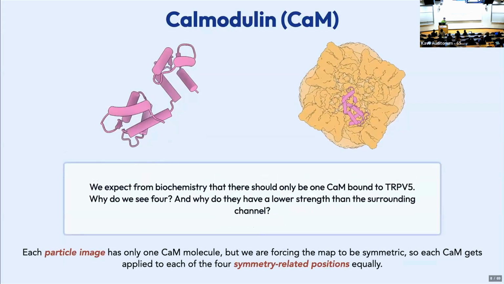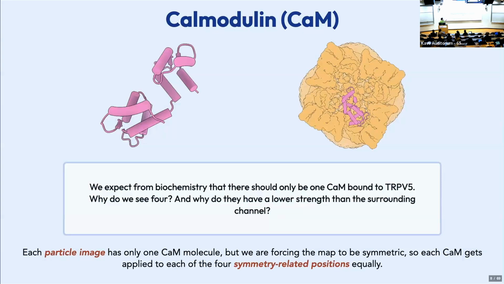If we know from biochemistry that each particle only has a single calmodulin, but we're enforcing symmetry, saying every particle must be averaged together in all four symmetry-related positions, then the surrounding part of the ion channel that is C4 symmetric is reinforced. In each of those four positions there's the same signal in the same place, so it stays strong. But the calmodulin only occurs once, so because you're averaging everything together four times, it's a quarter as strong, because only one of those four orientations has the calmodulin there.